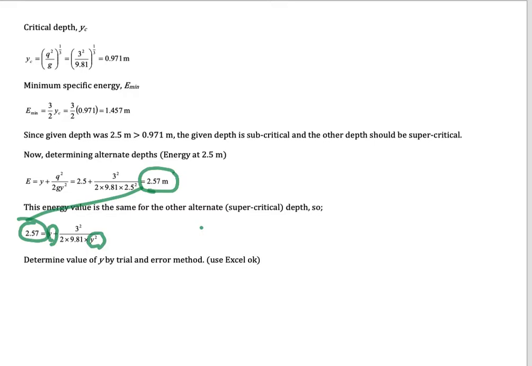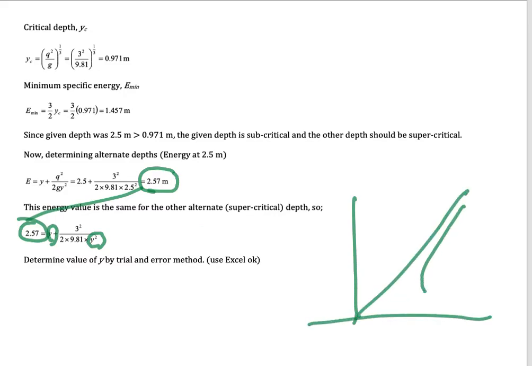So it means that you need to, by hook or by crook, by using trial and error methods, calculate the value of Y. The trick is very simple. We have the curve here, so we know it is the critical. The 2.5 meter is above the critical depth, so the other point occurs between this region. This is 0.971. So you need to try and error a value which is lower than 0.971.